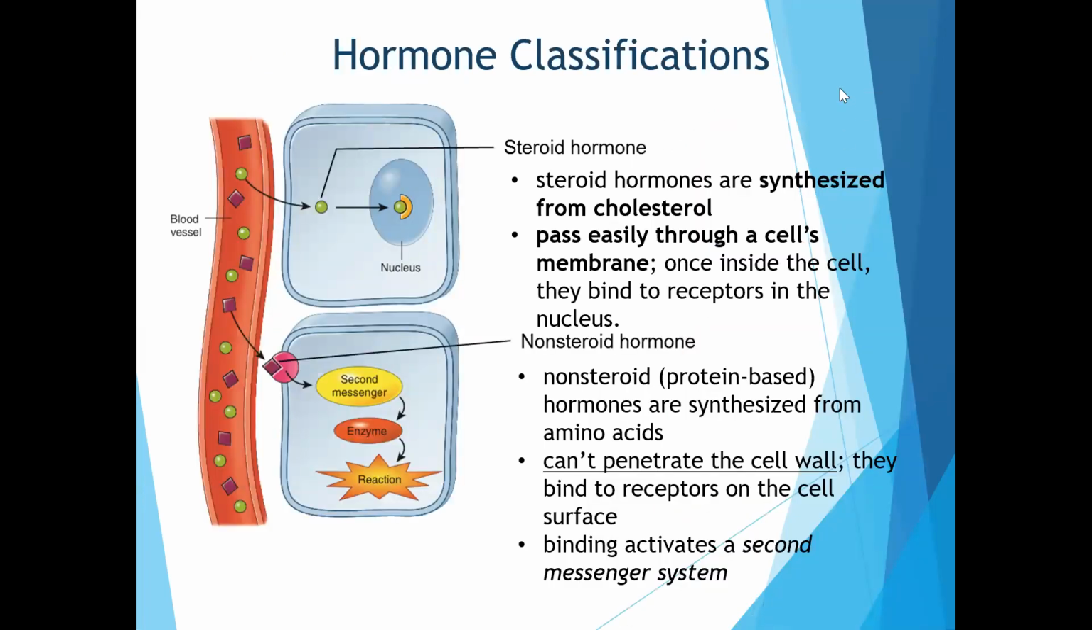So one way we classify hormones is a steroidal hormone versus a non-steroidal hormone. So what is classified as a steroidal hormone are those that are synthesized from cholesterol. And the advantage of these is that they pass easily through a cell membrane. The non-steroidal hormones are protein-based rather than cholesterol-based. They can't penetrate the cell walls, so to get into a cell, they have to bind to a receptor on the surface.